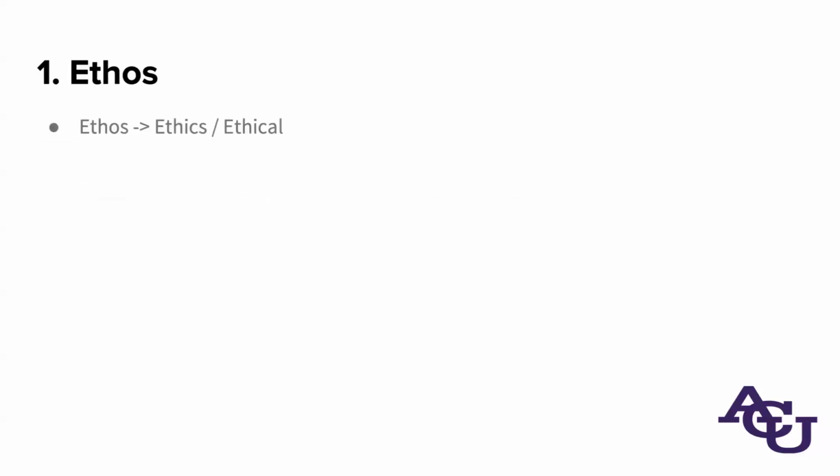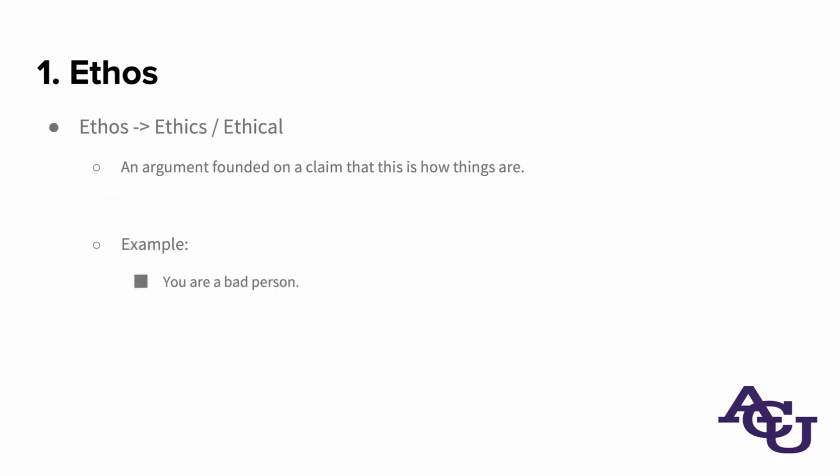So let's take a look at ethos. Now, ethos is the root from which we get the words ethics and ethical, so they are related. But I think a better way to understand what ethos refers to is that you are making an argument with ethos when it's founded on a claim that this is how things are, such as if I say, you are a bad person. Notice that's not inviting any sort of subjective interpretation. It is just declaring this is a fact. You are a bad person, or you are a good person.